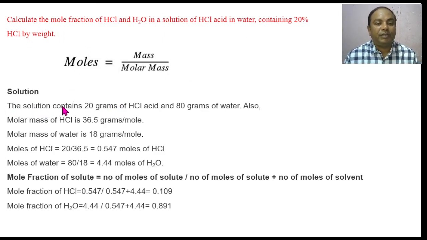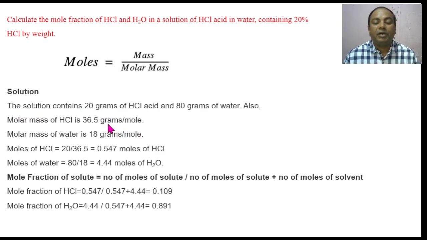So here you can calculate that the solution contains 80 gram of water, or 80% of water. The remaining part is water. So 80% water, 20% HCl, together make an acidic solution. That means 20 gram of HCl is dissolved in 80 gram of water. The solution contains 20 gram of HCl acid and 80 gram of water.